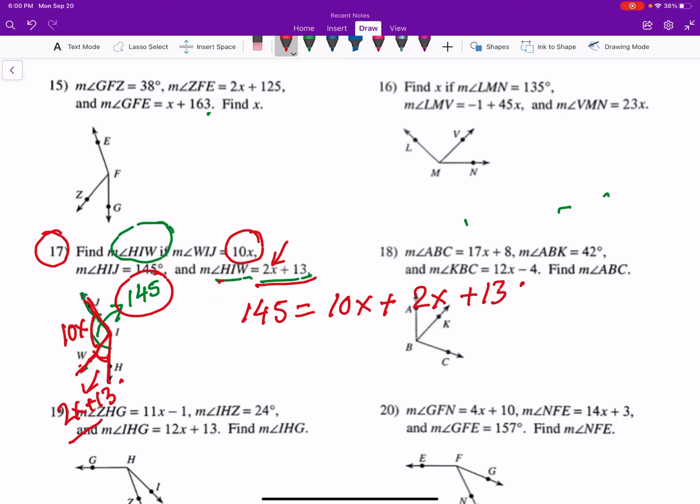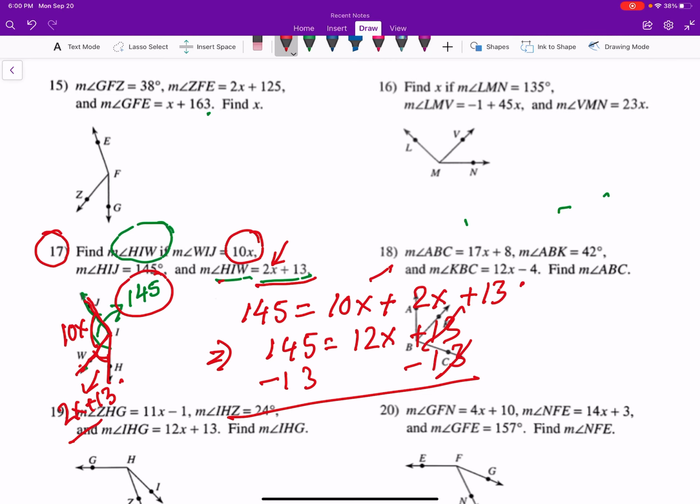So now our job is to find out x. It's now a simple equation where you get 145 equals 12x plus 13. If you want to subtract this 13, obviously we'd like to do that because we don't want that.